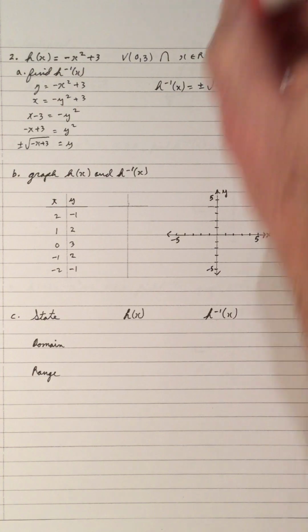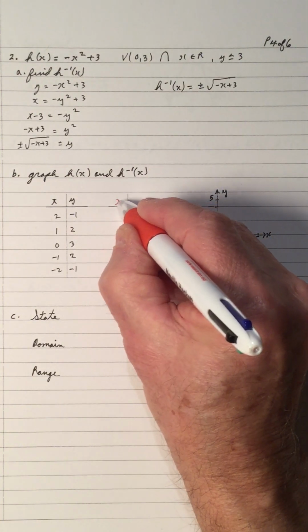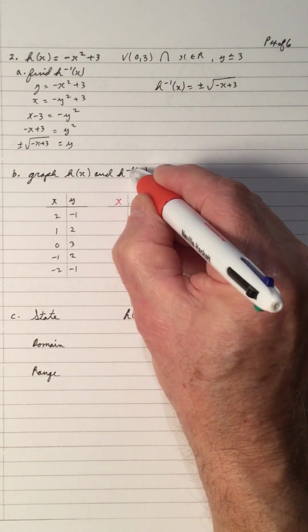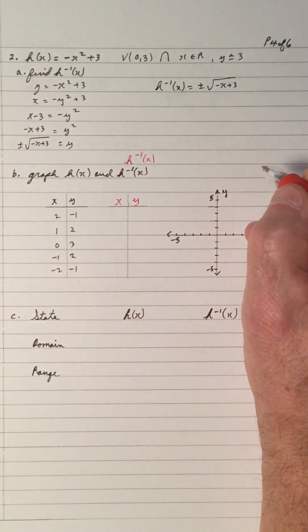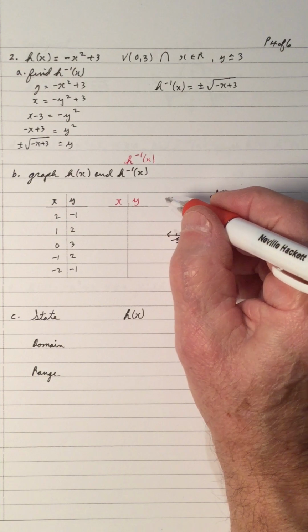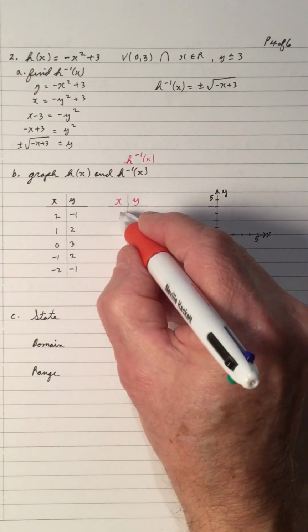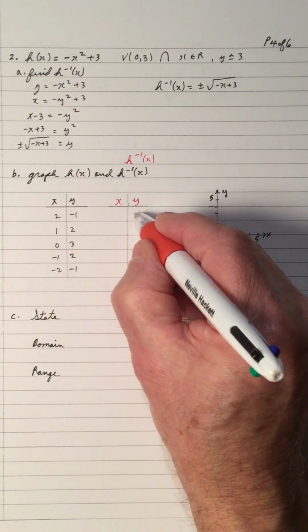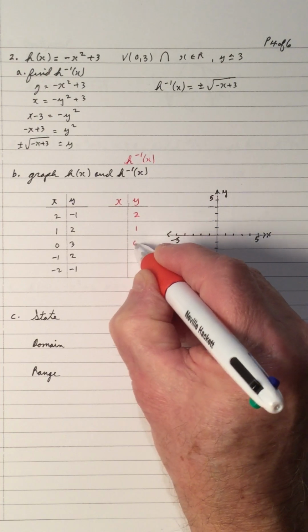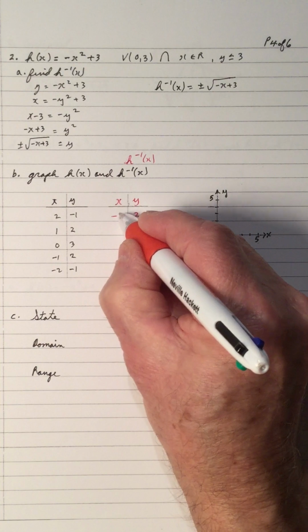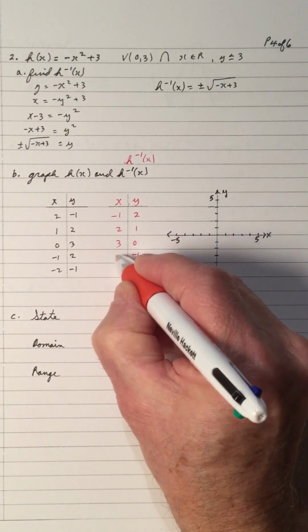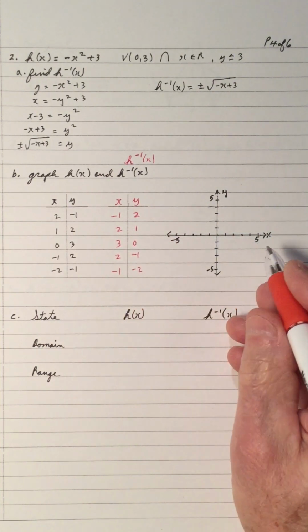Now, if we want to do the h of x, which is his inverse, I could mark h negative 1 of x like that, and this would be his inverse. I'll do it in red. The x's become the y's, 2, 1, 0, negative 1, negative 2, and the y's become the x's. Just takes a while to get used to.